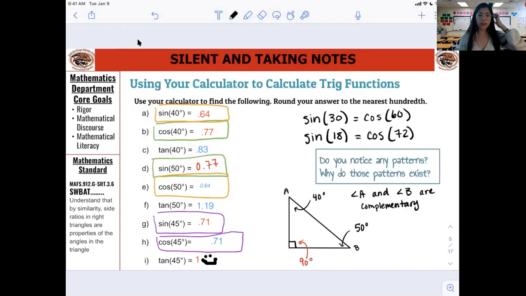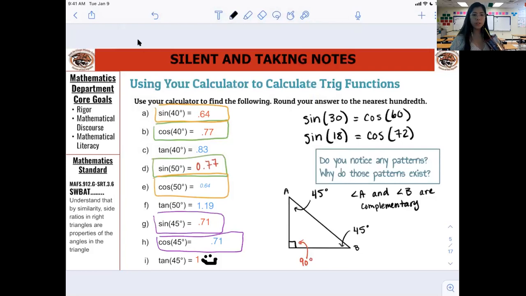So looking at example G and example H, 45 and 45 gives me 90, right? So if I have a right triangle and one of those angles is 45, then the other angle also has to be 45 degrees, which means that the cosine and the sine of 45 are both going to be the same. They're going to be equal. So that's kind of something we're going to talk about a little bit more tomorrow.